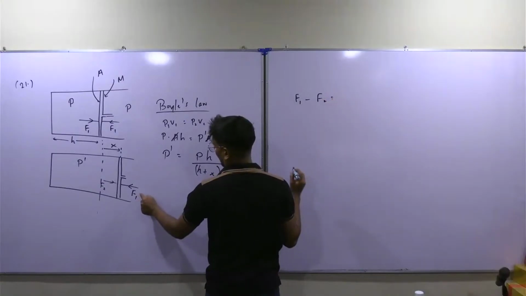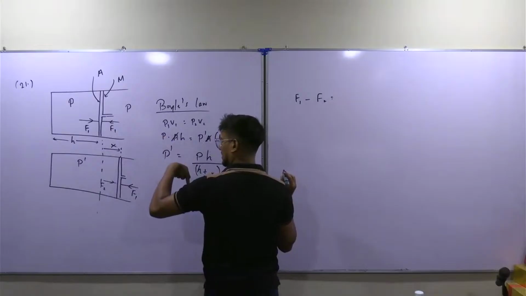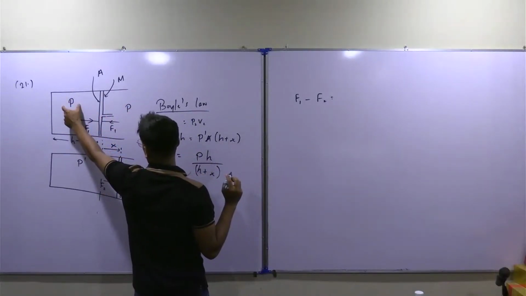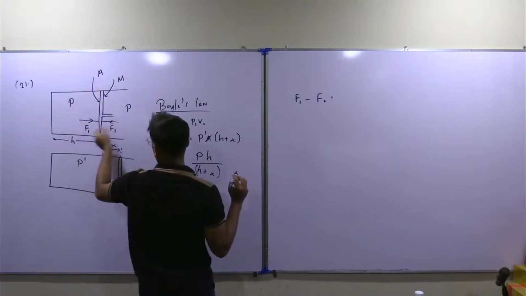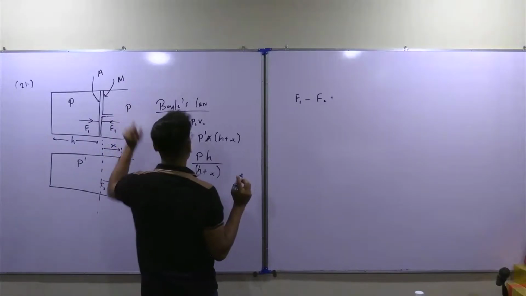So how to find F1? F1 is the pressure force acting on the piston due to the atmospheric pressure. Atmospheric pressure is P, right? Initially at the equilibrium position, the pressure inside the cylinder is P. Equilibrium means the forces are equal, so the atmospheric pressure should also be P. At this point also, the atmospheric pressure is P.